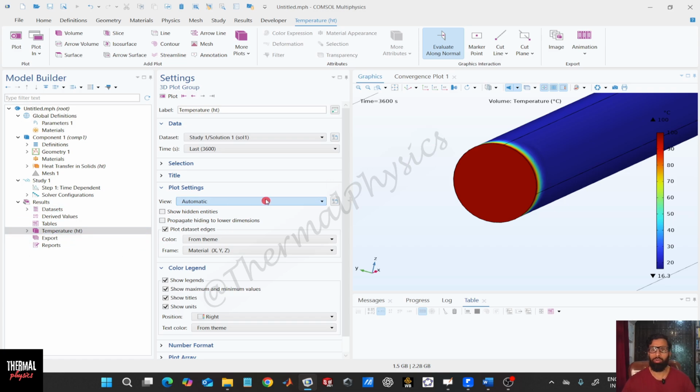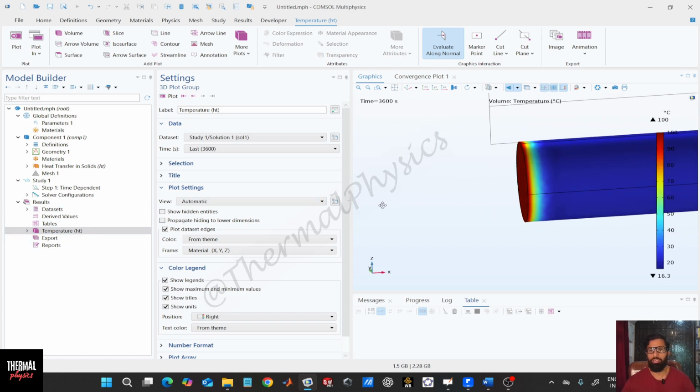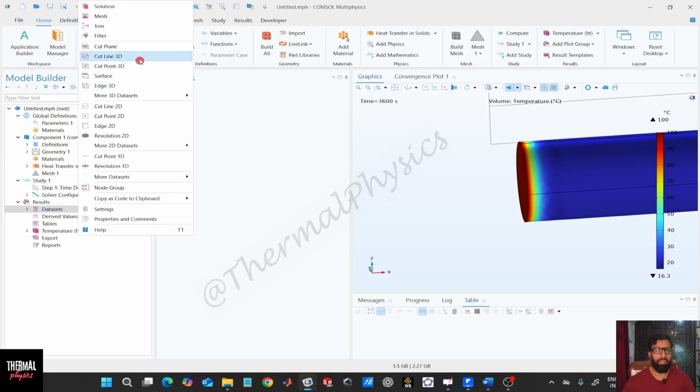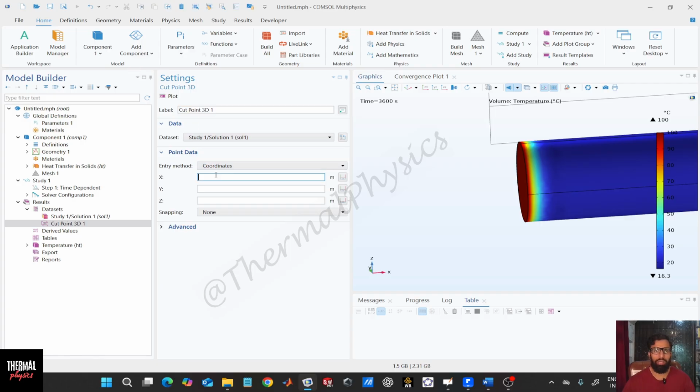Next we have to find the temperature at a distance of 0.01 meter from this end, which is 0. In a 3D geometry, we have to place a point at that location. So we go to data set, right click, and choose cut point 3D. Inside the 3D geometry, we cut a point at a distance of 0.01 along x, at the center, so y will be 0 and z will be 0.